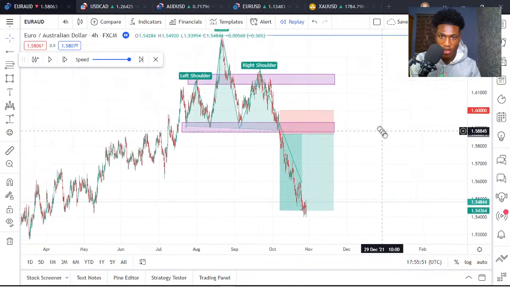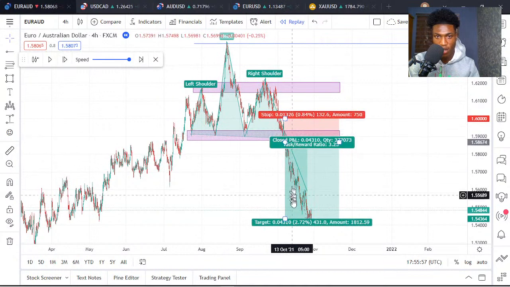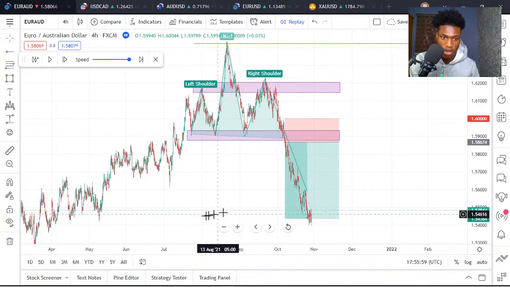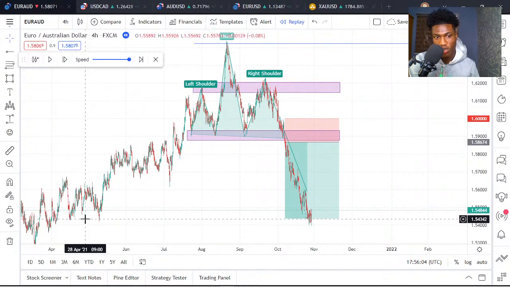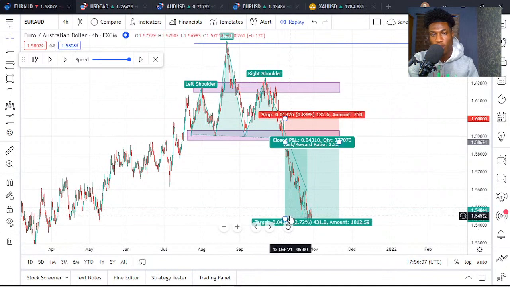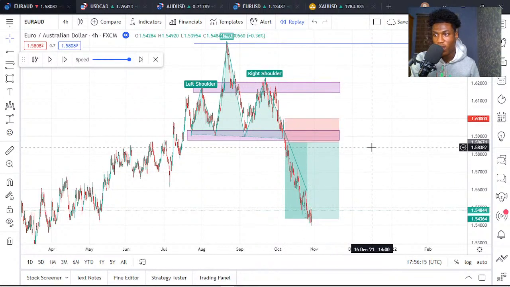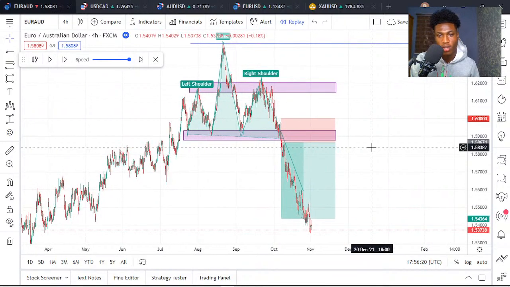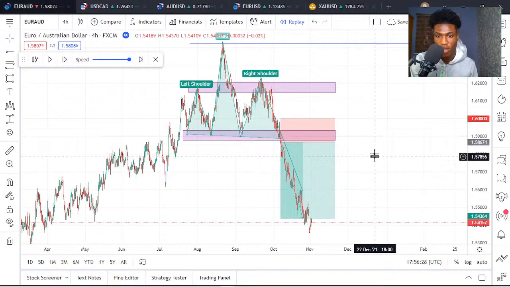How did we get this take profit level? The same height from the head to the neckline, just applied here. That's it. Or you can choose to use the previous strong zones in the market as your take profit levels. You can also use a 1-to-2 or 1-to-3 risk to reward ratio, depending on what your trading plan is like. So this is for reversal chart patterns.